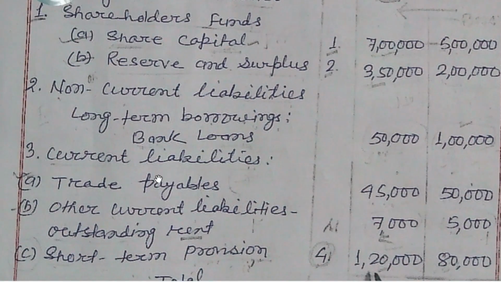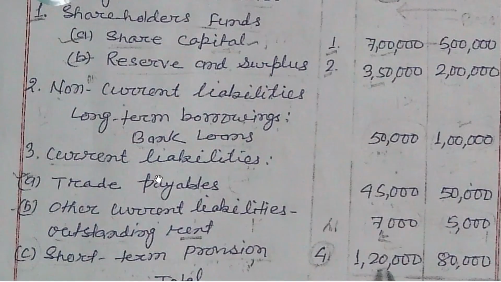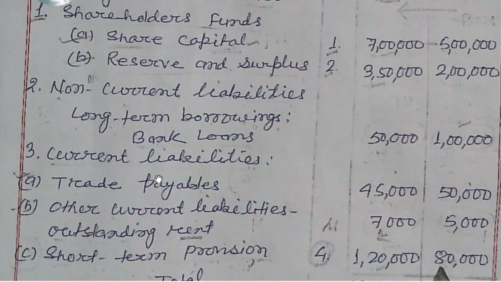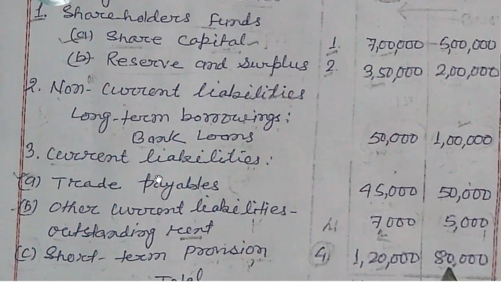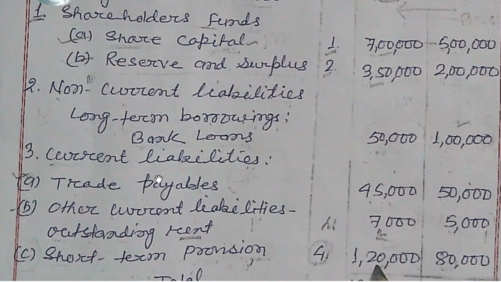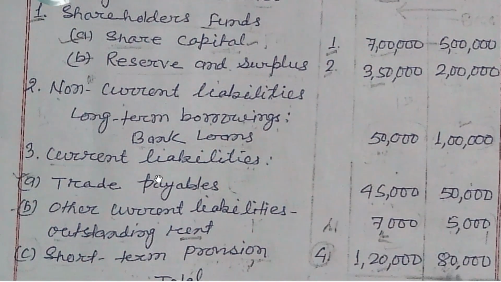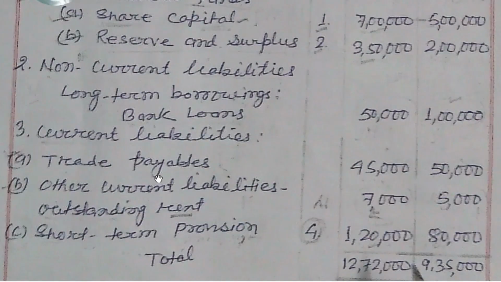And short-term provision from 80,000 became 1,20,000. It means that an amount of 40,000 was transferred from the profit and loss account balance during the year. So already 80,000 balance and additional 40,000 transferred, then the total balance became 1,20,000. The difference is the balance transferred: 1,20,000 minus 80,000, the difference amount is 40,000.